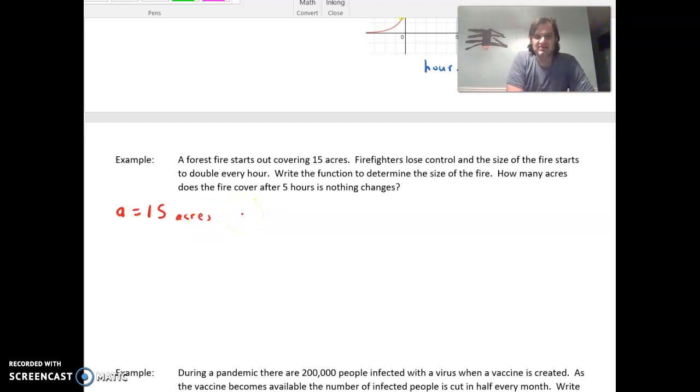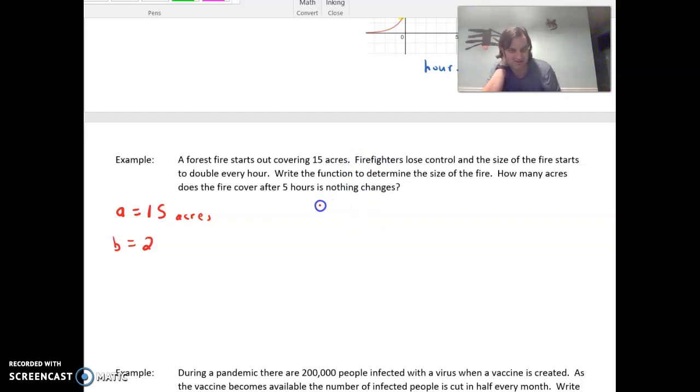A forest fire starts out covering 15 acres. Firefighters lose control and the size of the fire starts to double every hour. So doubling, that's kind of like a rate, but it's a constant multiplier. So that b will be 2 for the doubling. Write a function to determine the size of the fire and how many acres the fire covers after 5 hours if nothing changes. So let's see here.